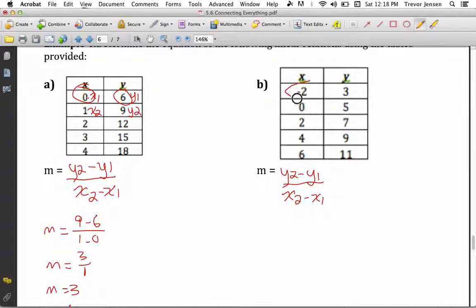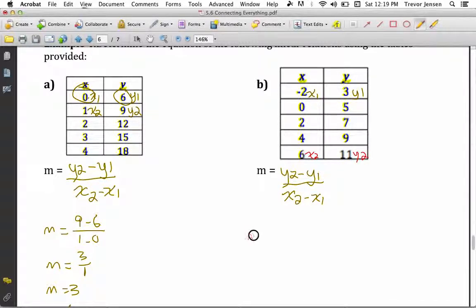I'll choose the first one and the last one. Why not? You can choose any 2, and you'll get the same constant of variation. So here's my first coordinate, my x1 and my y1. And I'll choose the last point as my second x coordinate and my second y coordinate.